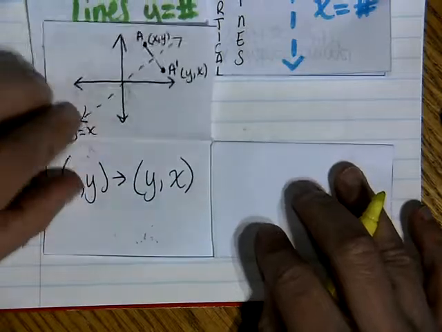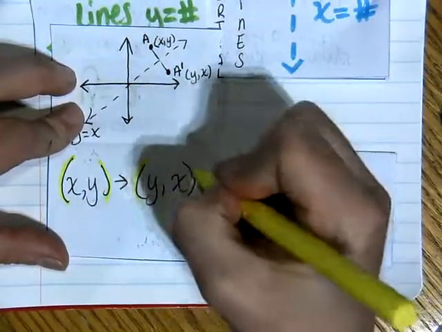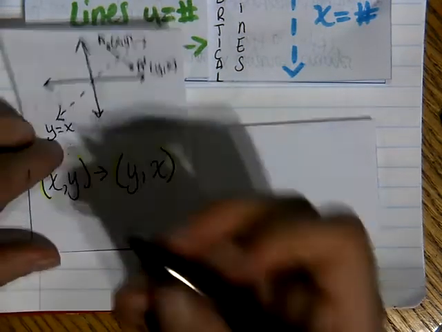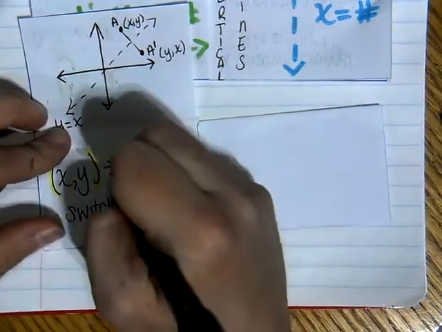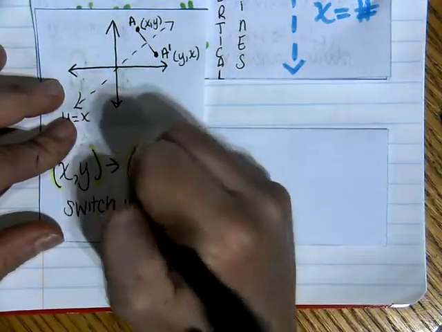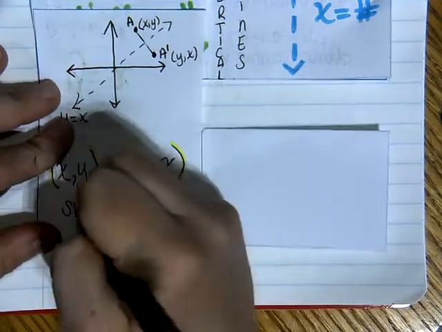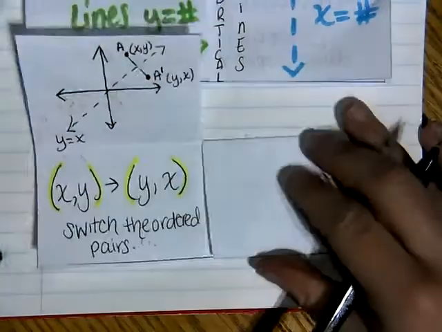And that coordinate rule, once again, was x, y changes into y, comma, x. We reverse or switch the ordered pairs. We switch the x and y values.